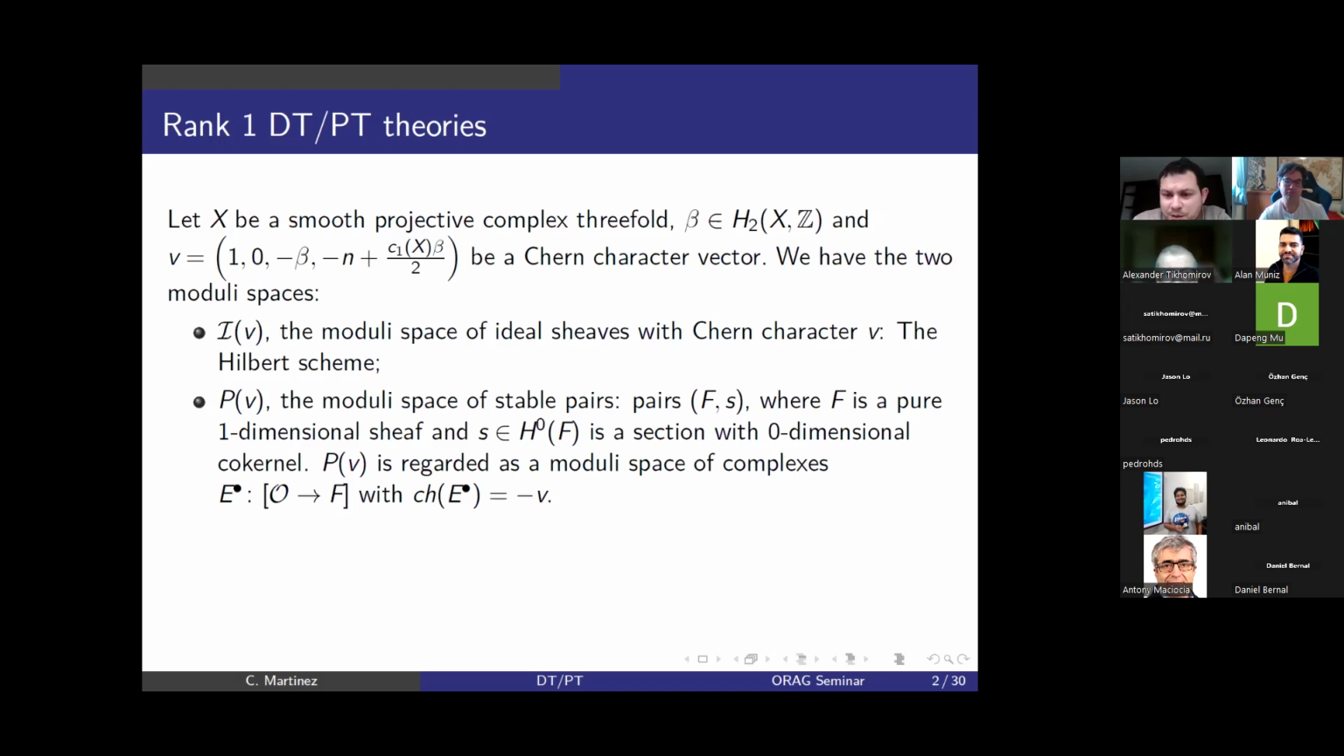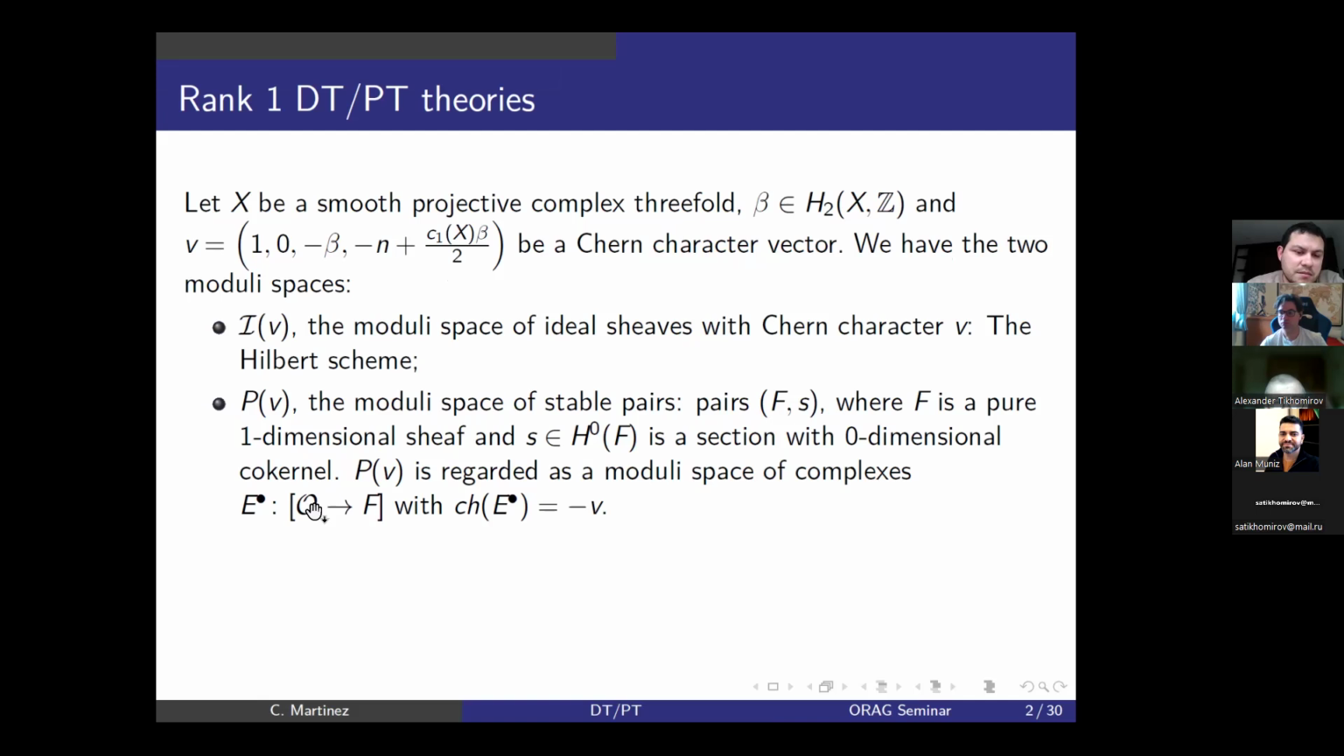A stable pair is a pair consisting of a pure one-dimensional sheaf F and a section such that the cokernel of this section is zero-dimensional. Then I can think of the objects that parameterize this moduli space P_n(X, β) as complexes, actually, thinking of the section as this map from O to F, and regard this as a complex where O is in degree -1 and F is in degree 0, and then I can compute the Chern character for this complex, and I get exactly v. That's kind of the idea. That's where the v comes in.